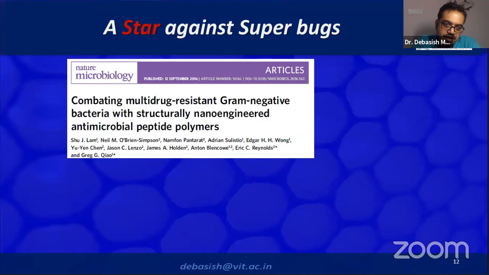It's a bigger thing, like it's a dendrimer plus peptide complex. It looks like a star. Its size is very much comparable to that of bacteria, as good as a phage. I'll just show you. So it can work against multi-drug resistant bacteria. Now, how does it work?